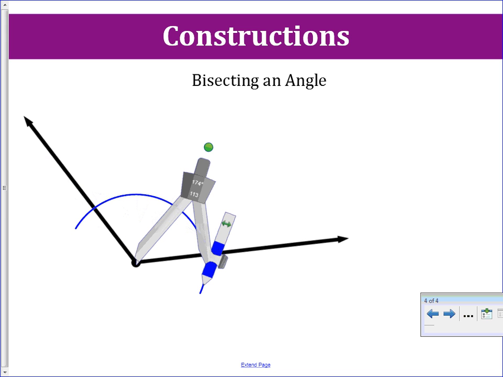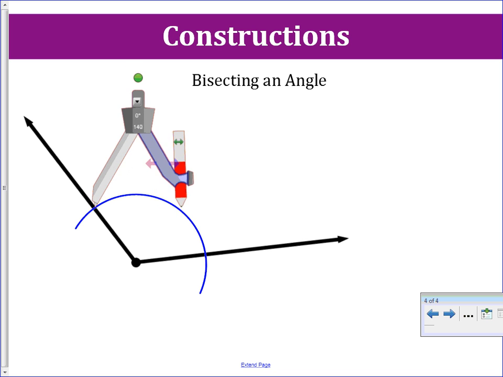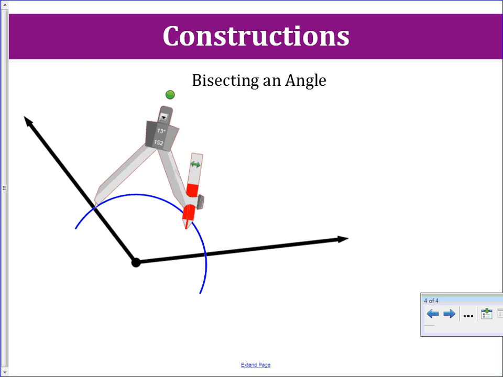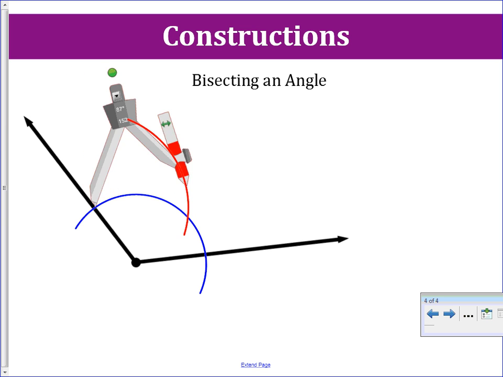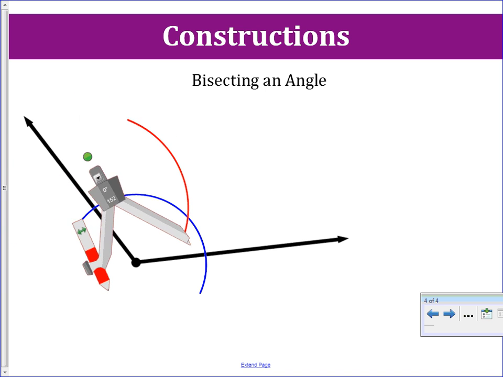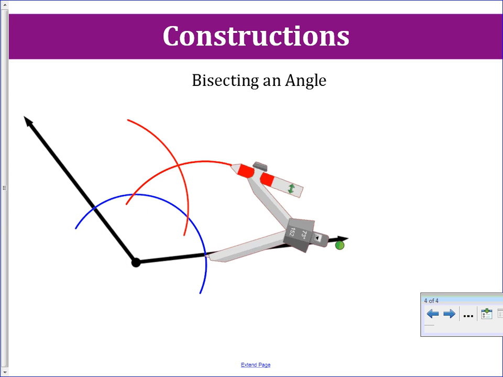From there, we pick up our compass. We move it to one of our intersection points. We have to make sure our compass is extended beyond halfway to the other ray. You draw an arc inside the angle. From there, you are going to repeat on the other intersection point. You are going to draw your arc inside the angle.